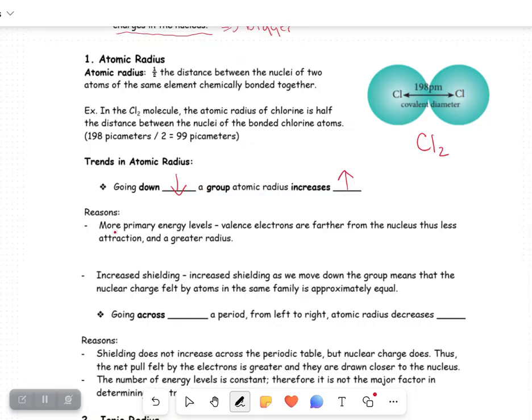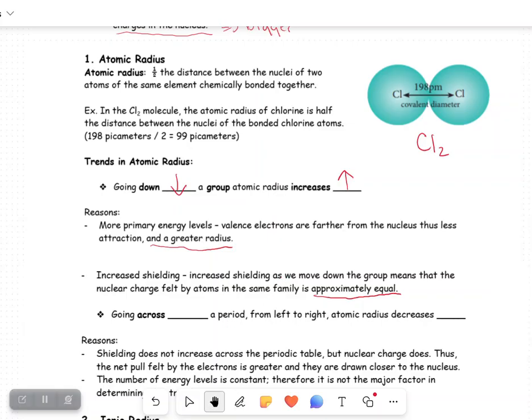That's because we're adding energy levels. More primary energy levels, valence electrons are farther from the nucleus, thus less attraction and a greater radius. The other reason is increased shielding. Increased shielding as we move down the group means that the nuclear charge felt by atoms in the same family is approximately equal. So remember, families go up and down. They're the columns on the periodic table.